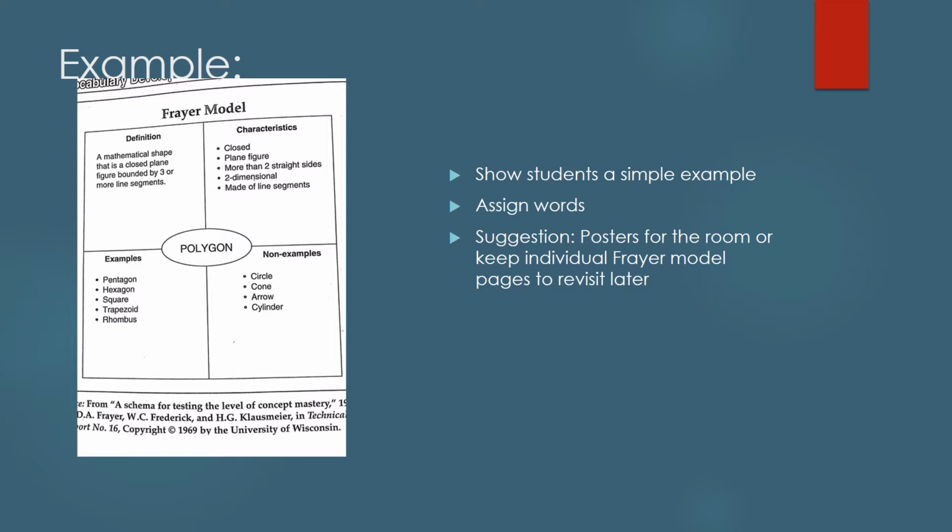Another lesson would be, after you've modeled how to use the Frayer model, you would want to assign words to students. Depending on whether they're comfortable, they can work alone, or you may want to partner them up. It would also depend on how many times you've modeled the Frayer model. My suggestion would be to model the Frayer model with students several times.